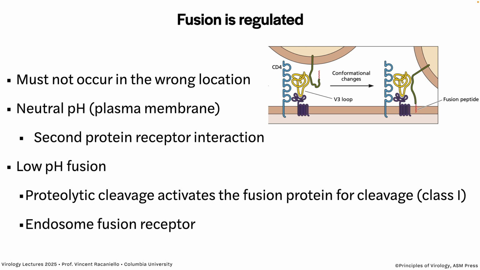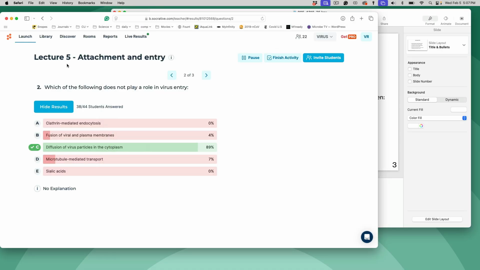And then finally, another mechanism of regulation would be to have an endosomal fusion receptor. So the Ebola viruses are not going to be fusing all over the place, because that endosomal fusion receptor is only in the endosome. So that's the only place they will fuse, and to get there, they have to be taken up by endocytosis.